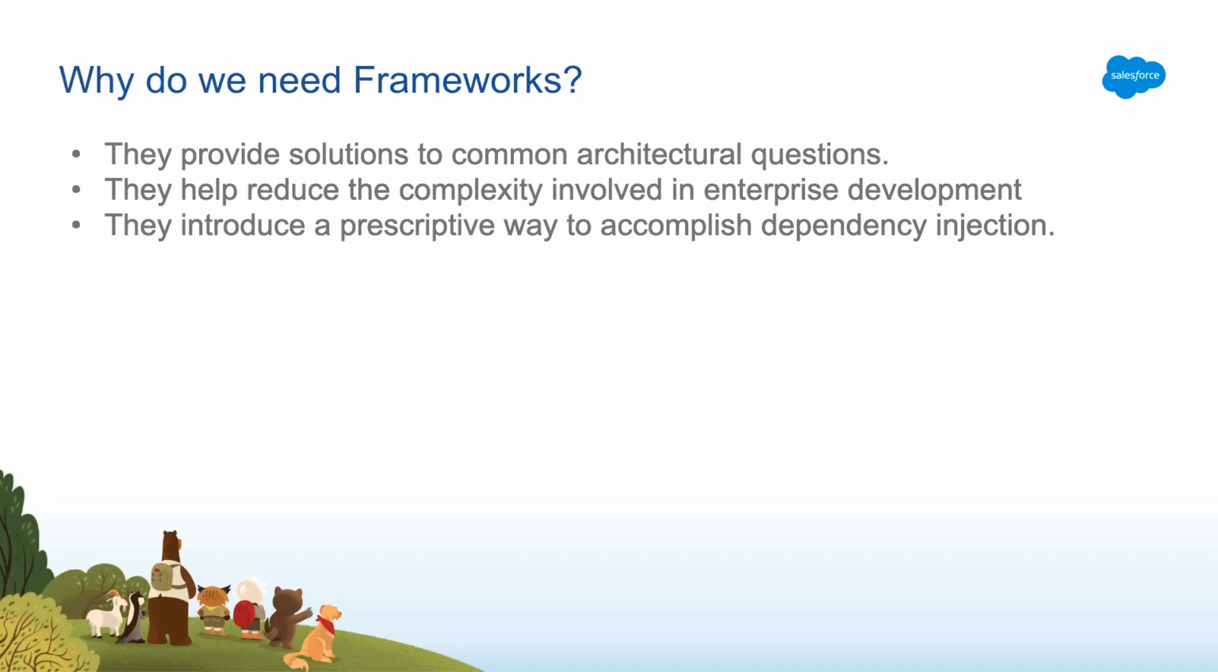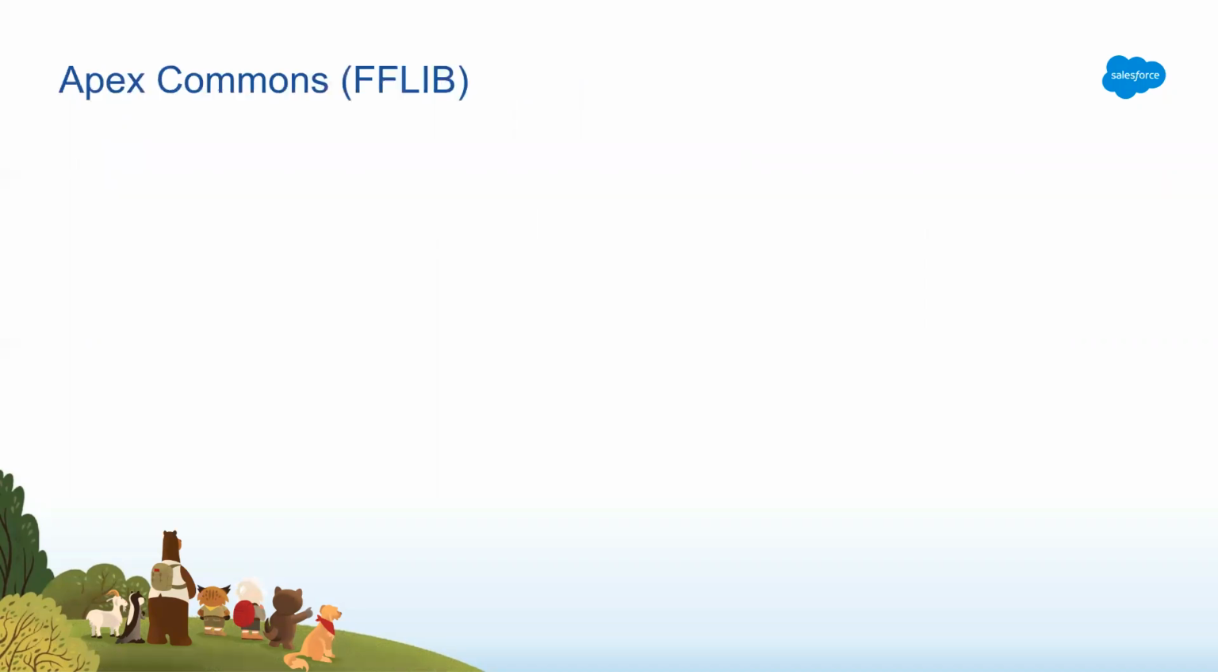And so we'll come back to that in a little bit. And next one. So the first one we're going to talk about is Apex Commons. Apex Commons, and you might hear it also referred to as FFLIB. FFLIB is short for Financial Force Library. So let's go ahead and click on the buttons.